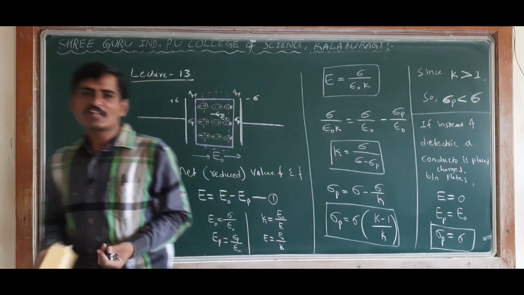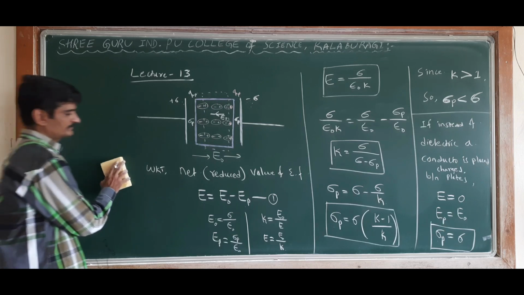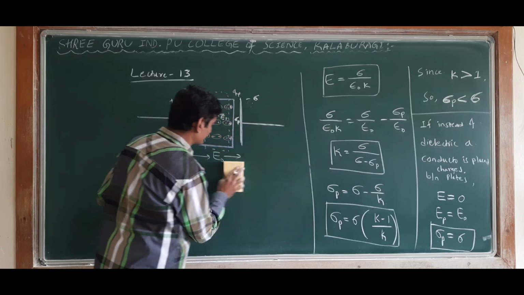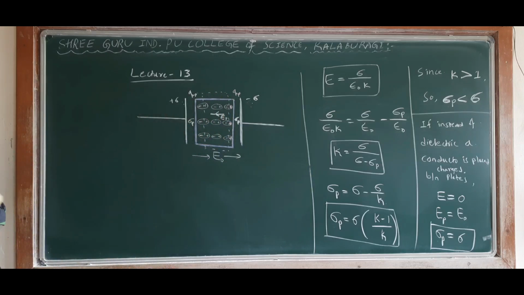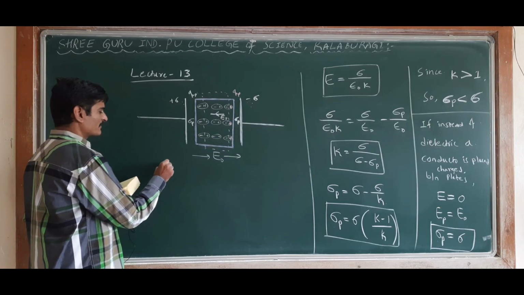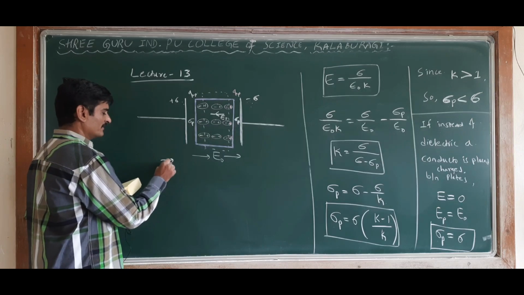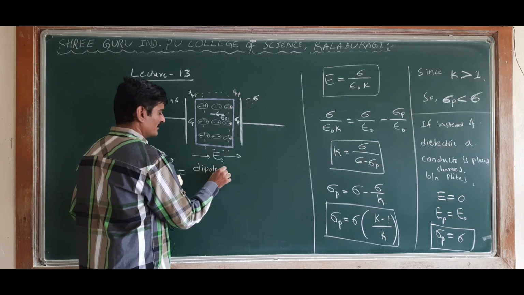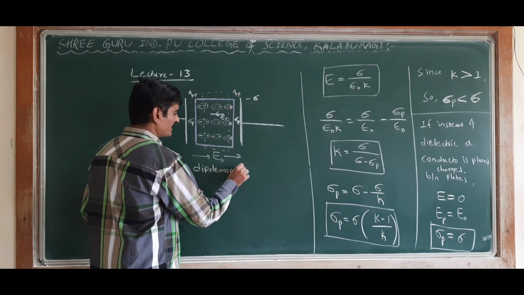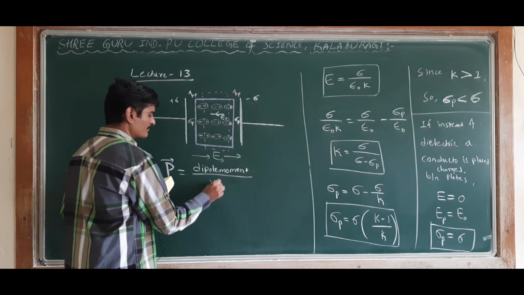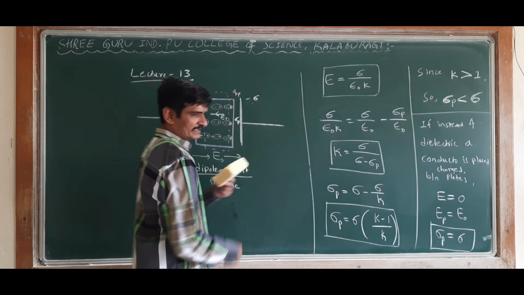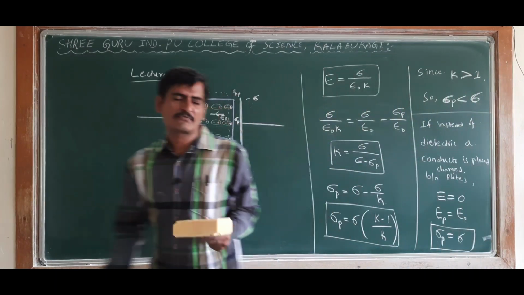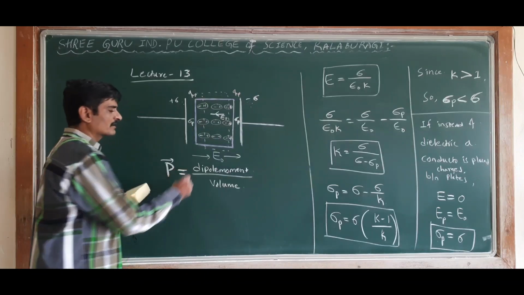Now further, we know that the dipole gets polarized, right? The polarization vector, that is vector P, is defined as the dipole moment per unit volume of the dielectric. We have already defined that the polarization vector is the dipole moment per unit volume.